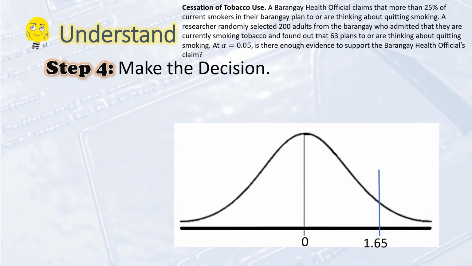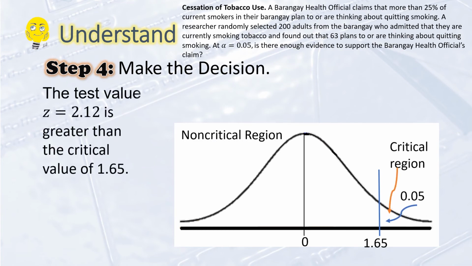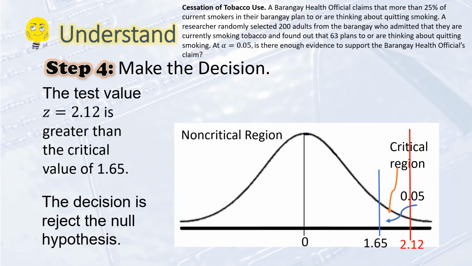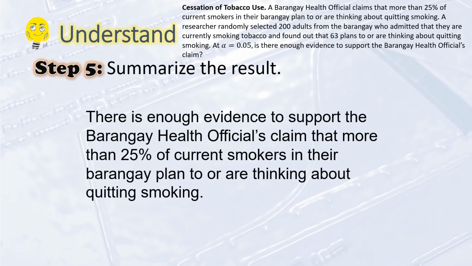From step 2, the critical value is 1.65, and from step 3, the test value is obtained as 2.12, which is greater than the critical value of 1.65, and this is in the critical region. Hence, the decision: reject the null hypothesis. For the last step, there is enough evidence to support the barangay health official's claim that more than 25% of current smokers in their barangay plan to or are thinking about quitting smoking.